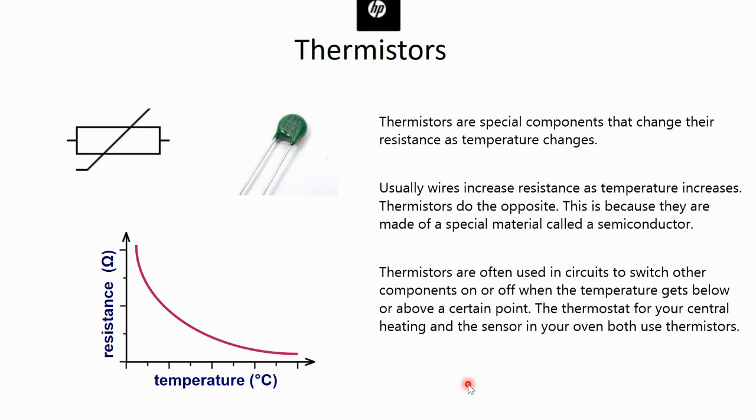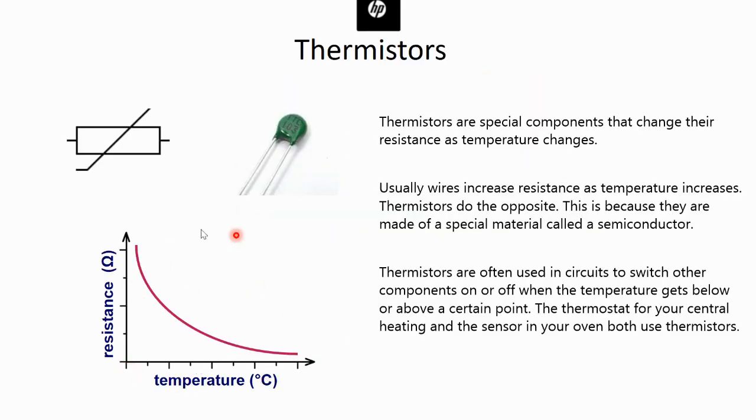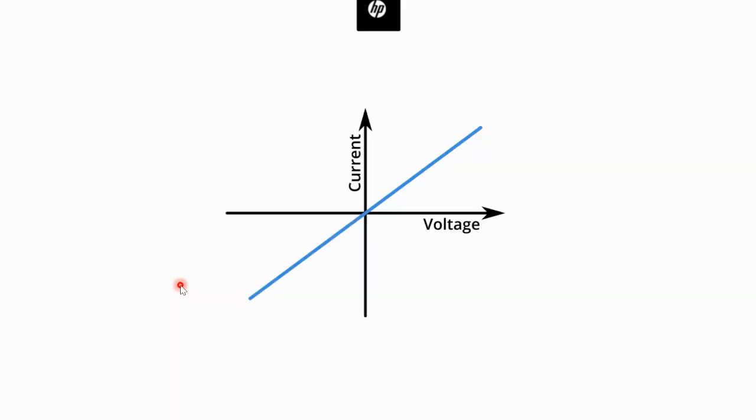They might ask you for uses, so central heating, air conditioning, ovens use thermistors. Sometimes kettles do, but usually kettles actually use something different. They use a piece of metal that changes shape when it gets hot, but sometimes they might have thermistors in. Now, importantly, if the temperature is constant, they act as a normal resistor. So if the temperature is not changing, they act as a normal resistor, current and voltage directly proportional, a straight line through the origin, just like a normal resistor. It's only if the temperature is changing that they do something interesting.